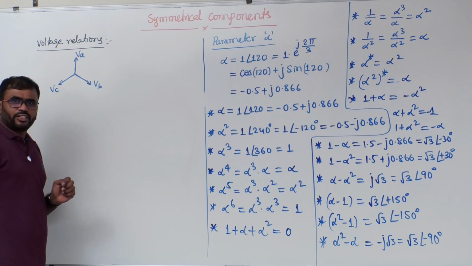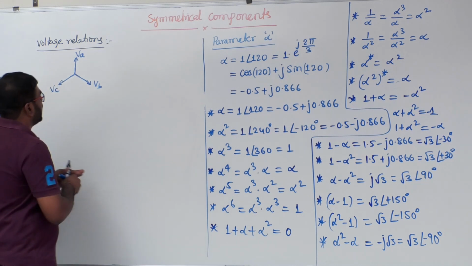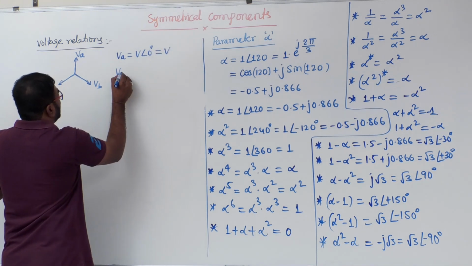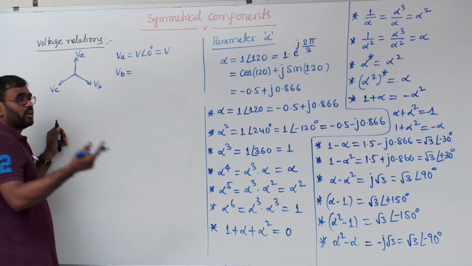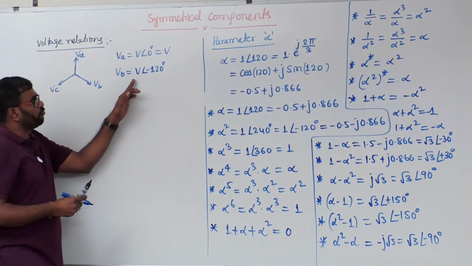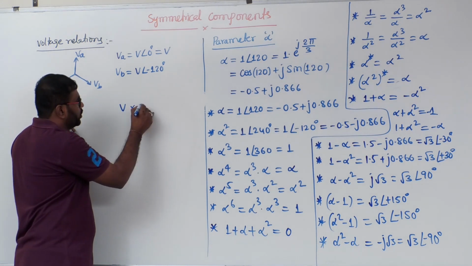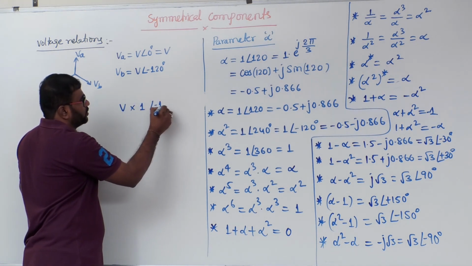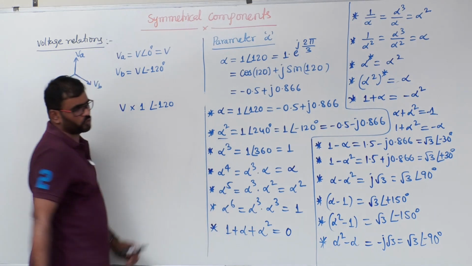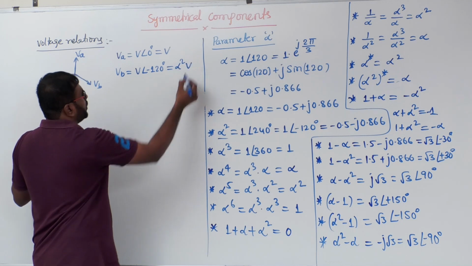Now we will see voltage relations first, then we will see current relations using this alpha parameter. Now what is VA? V at an angle 0 degrees, that is V. What is VB? It lags VA by 120 degrees, so V at an angle minus 120 degrees. So I can write V multiplied with 1 at an angle minus 120. Correct or not? But what is 1 at an angle minus 120? Alpha square. So that's why I am directly writing alpha square times V.